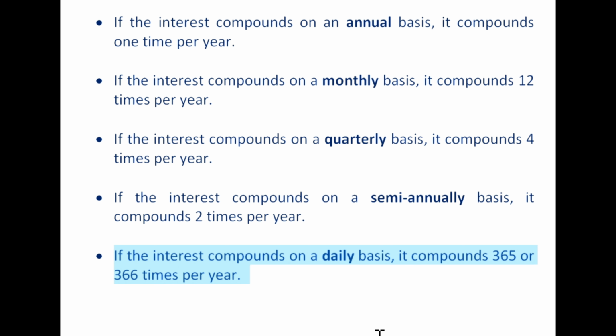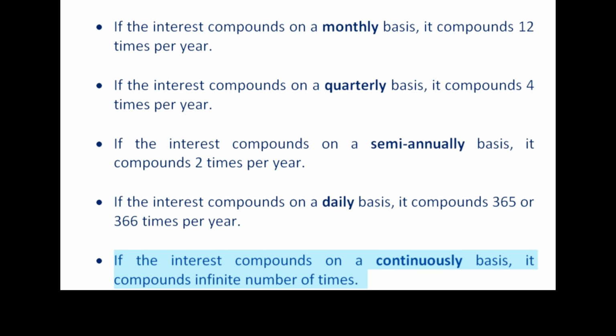months. If the interest compounds on a daily basis, it compounds 365 times per year, 366 if it is a leap year, because the interest compounds for every day. If the interest compounds on a continuous basis, it compounds infinity number of times because interest is added instantly.